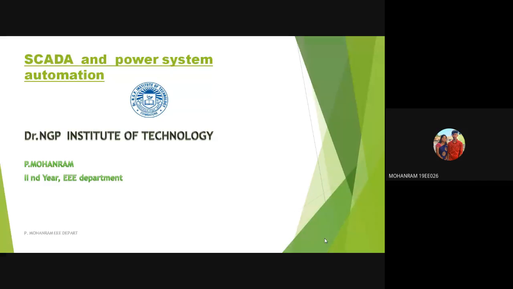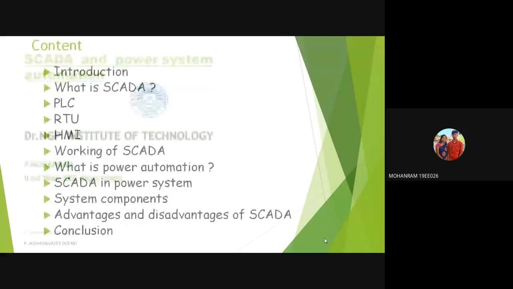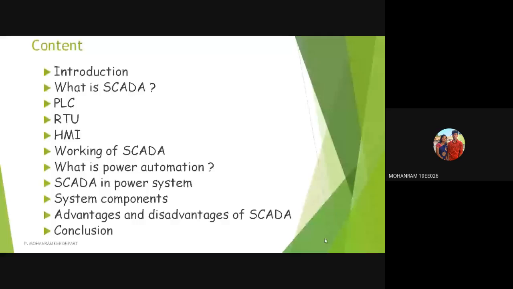Good evening, everyone. I'm Mohan Ram from the EEE Department of Dr. N.G.P. Institute of Technology. Today, we are going to see a topic called SCADA and power system automation. First of all, I will give clear information and clarity about SCADA and its uses, and how it is used in automation in power systems.